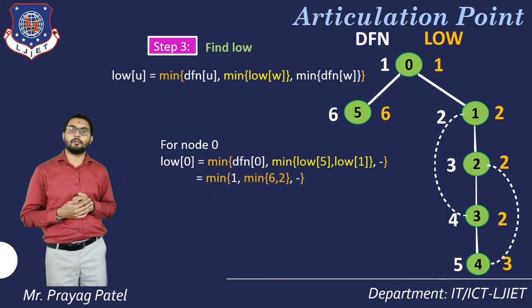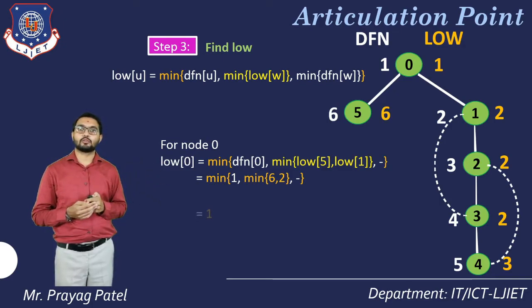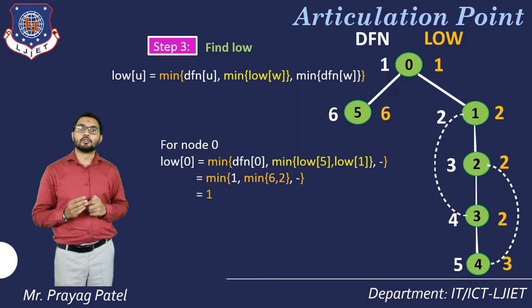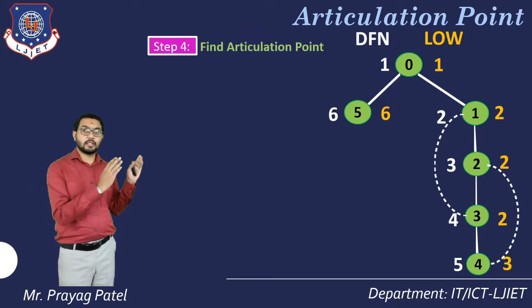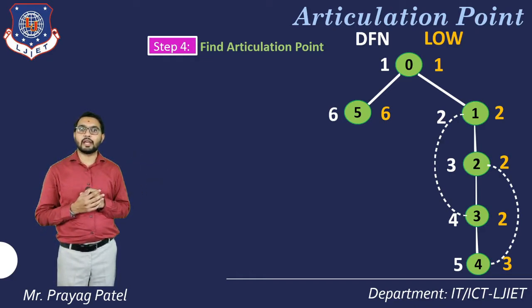Now consider the values: the minimum of 1 comma the minimum of 6, 2, and the third part is blank. So the minimum out of these two is 1. So the answer for low of 0 is 1. Consider this tree as the final tree for the articulation point example.